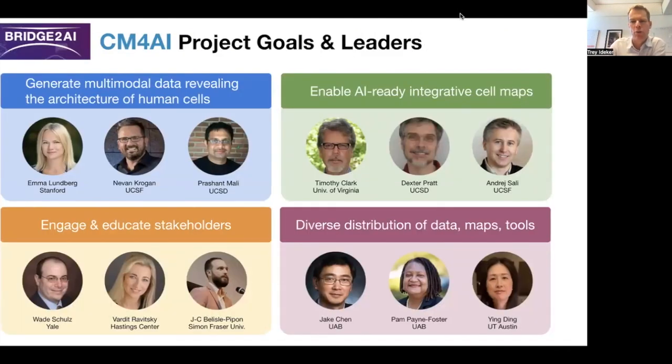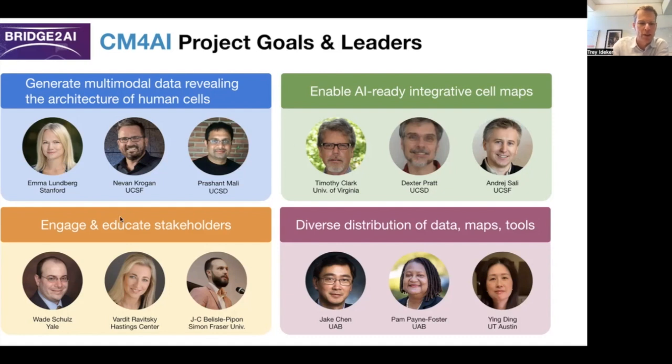So that will hopefully give you an overview of the premise of our study and some of the progress that's ongoing. A final note on the leadership of this project. We are a consortium of more than 10 institutions in the United States and in Canada. Our leaders are focused on 4 top-level goals. Goal 1 is to generate multimodal data revealing the architecture of human cells. Goal 2 is to build the corresponding tools that enable AI-ready cell maps from these integrated data streams.